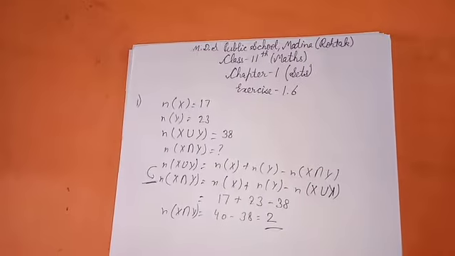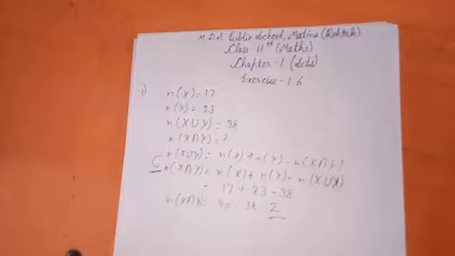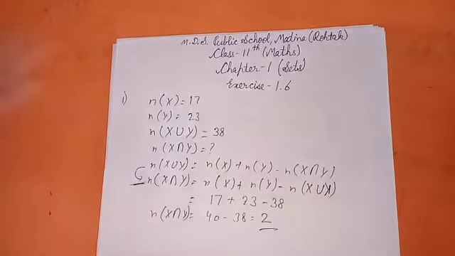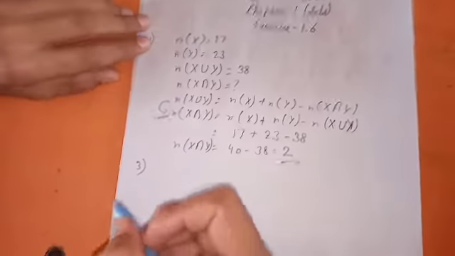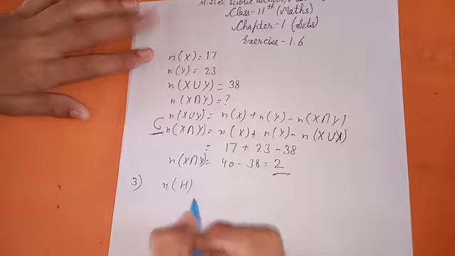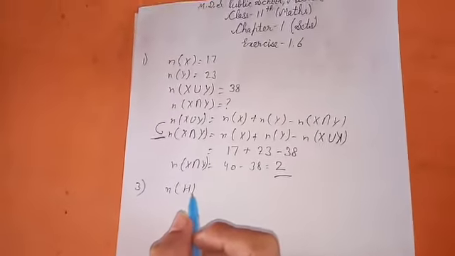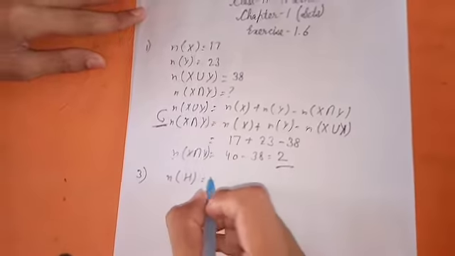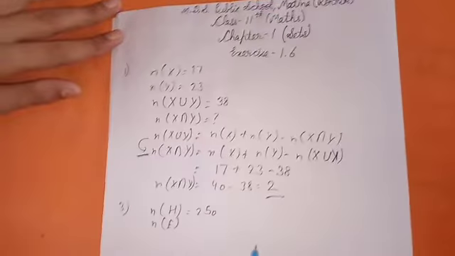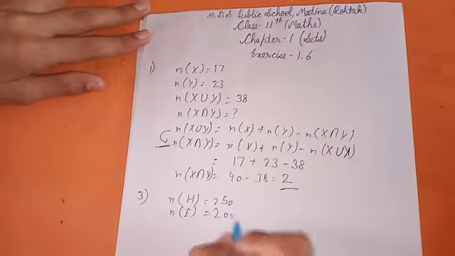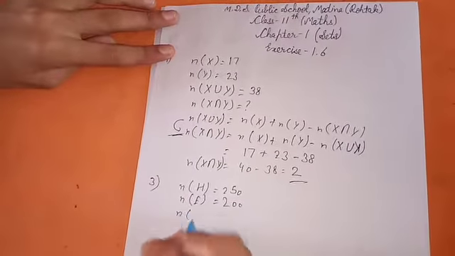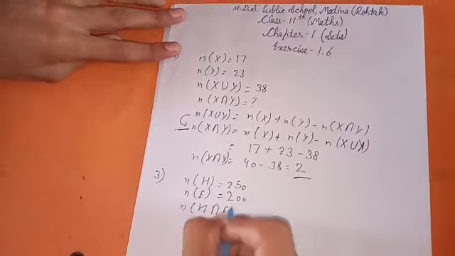Now question number 3 is given to us. In a group of 400 people, 250 can speak Hindi. So let n(H) be my set of people who speak Hindi. So n(H) is 250, and similarly n(E), meaning people who speak English, is given to us as 200. Now, how many people can speak both? Both means we have to find n(H ∩ E).